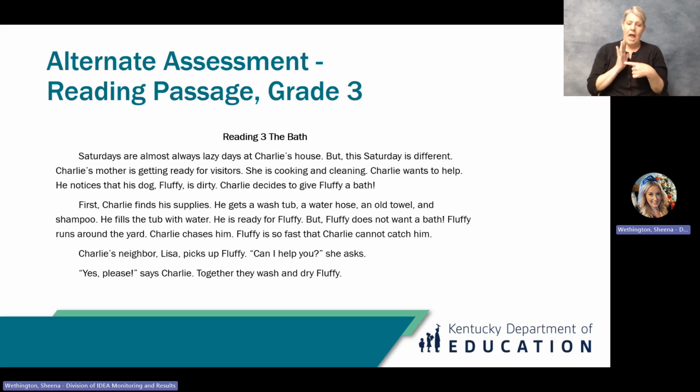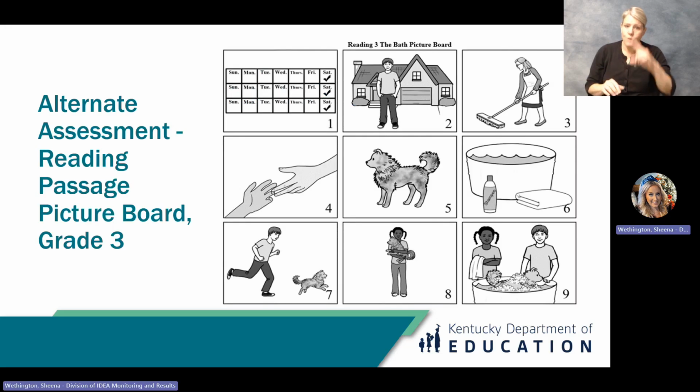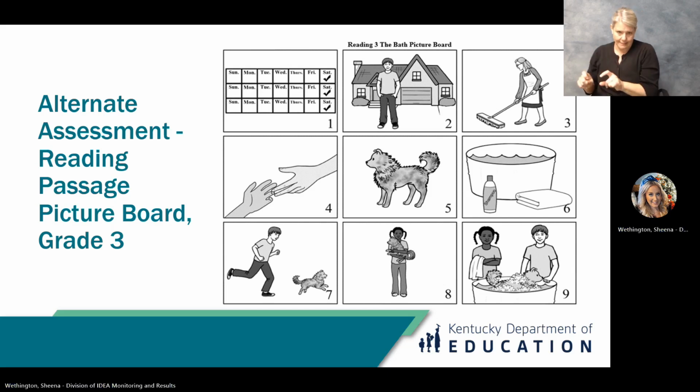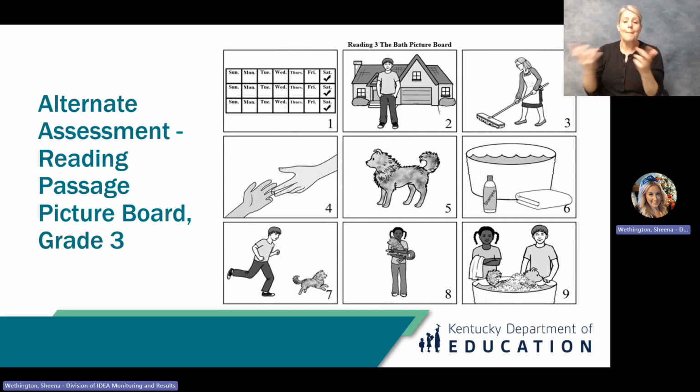This is an example of the text provided on a reading passage for grade 3 alternate assessment. The text would be read by a certified teacher administering the test. Notice the reading passage is shorter than what is provided on the regular state assessment. It also comes with a picture board. This is an example of the picture board for the previous reading alternate assessment grade 3 passage. The pictures would correspond with the text the administrator would read.